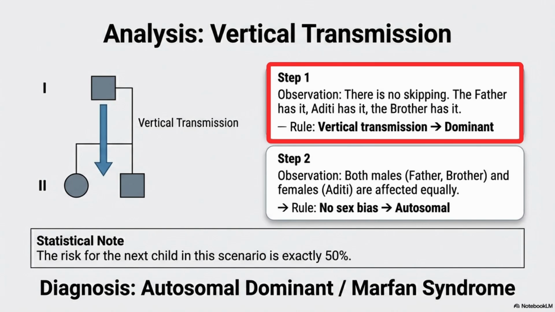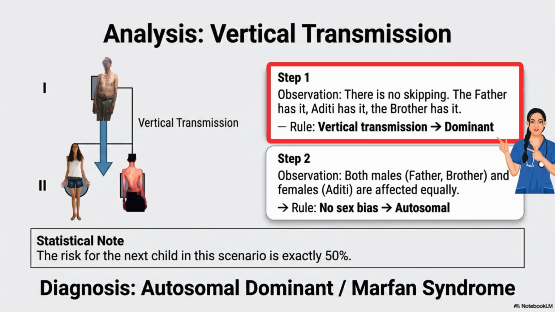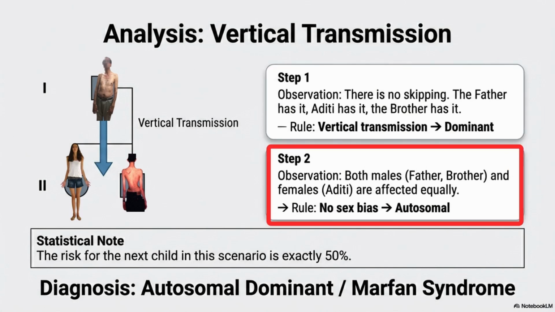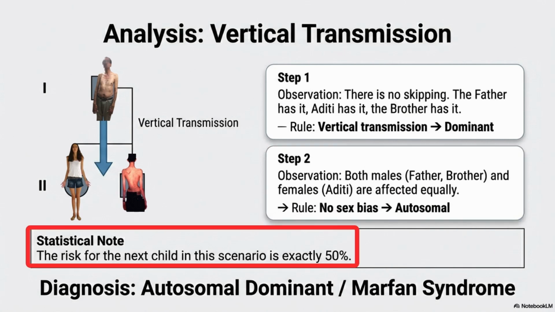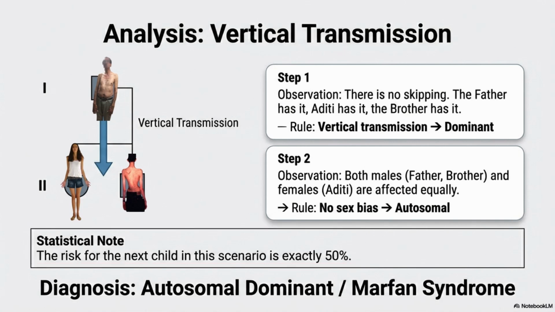Observation 1. There is no skipping. Aditi has it, her father has it, and her brother has it. The rule says vertical transmission means dominant disease. Observation 2. Both males, father and brother, and females, Aditi, are affected. The rule says if there is no sex bias, it is autosomal. Observation 3. The risk for the next child is exactly 50%. So it all boils down to autosomal dominant disease.